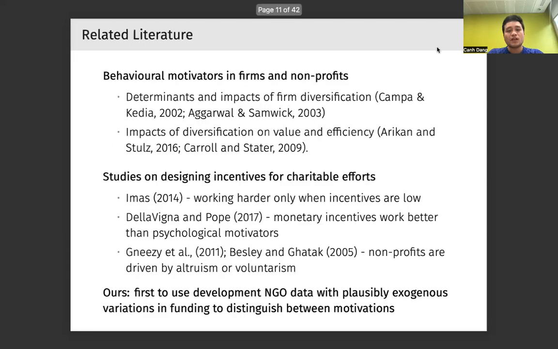We believe that the paper is related to a bunch of other studies in the behavioral literature and the literature on charitable efforts. However, we want to emphasize that this is amongst the first papers that use development NGOs in a developing country to analyze and distinguish between the motivations behind an organization's decisions. The main literature has been in finance or on for-profit organizations. There's little done in the NGO literature.